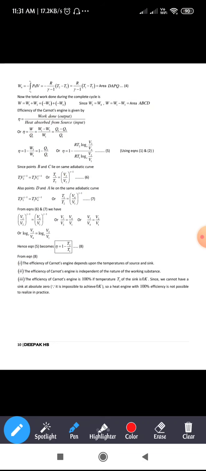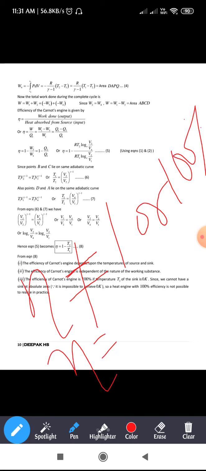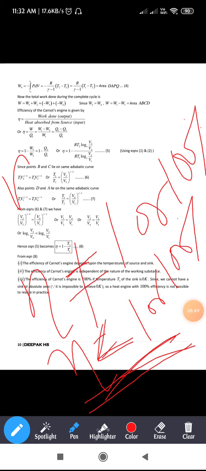Okay, so hence we say that the efficiency cannot be equal to 1 or 100%. Always the efficiency is lesser than 1, or 100% we say. So always the efficiency of a heat engine is not equal to 1 or 100%. It is always lesser than 1 or 100%.